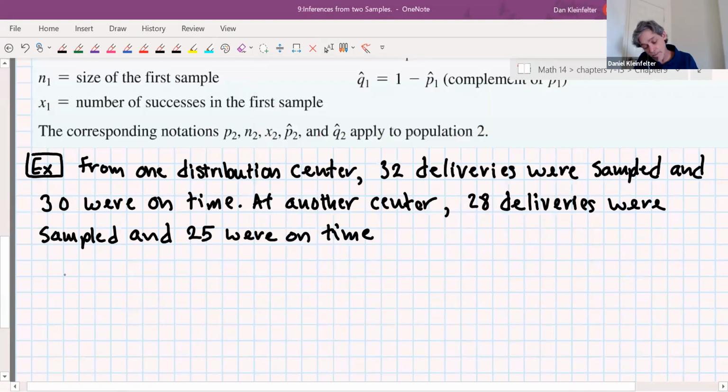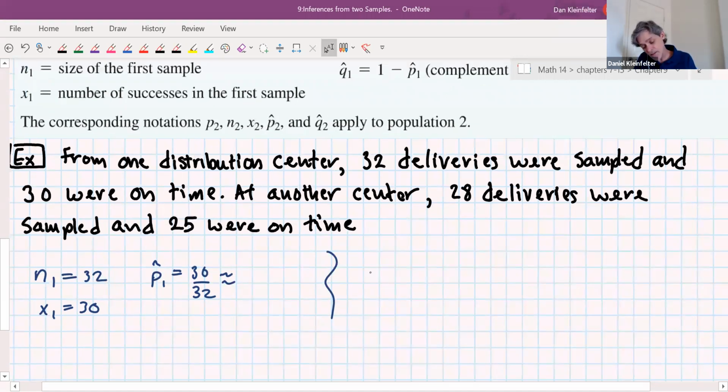So N1 would be 32 deliveries, and X1 would be the number that were on time, that's 30. So P1 hat will be 30 out of 32. And then I'll give you a decimal in a minute for that.